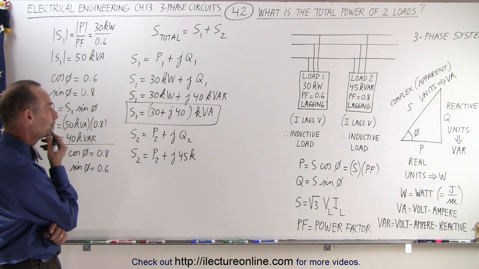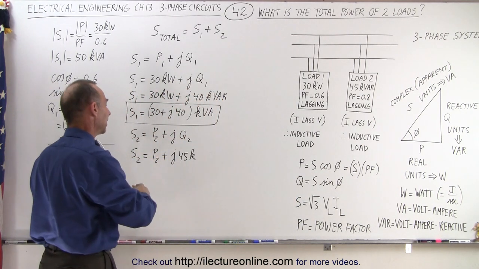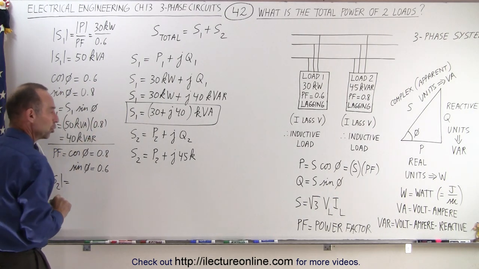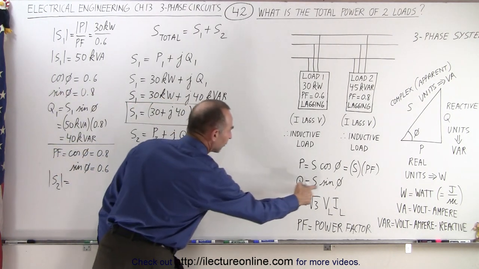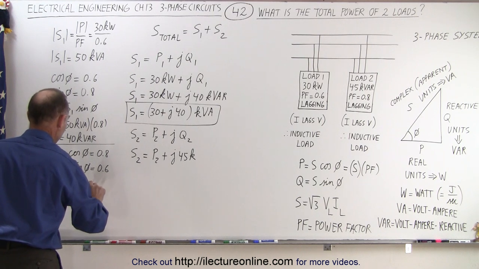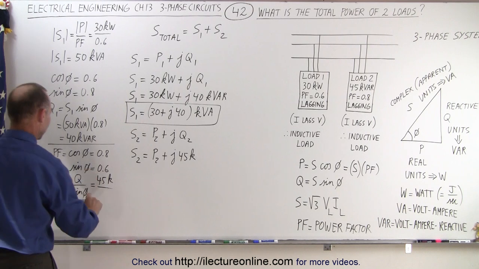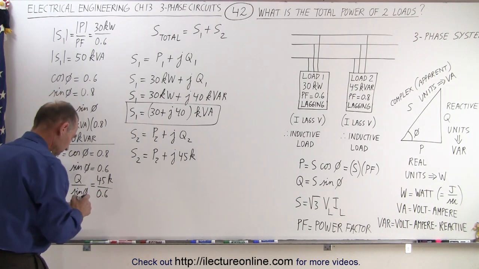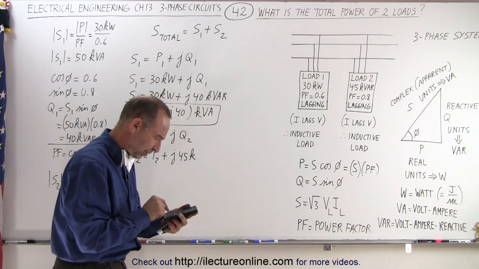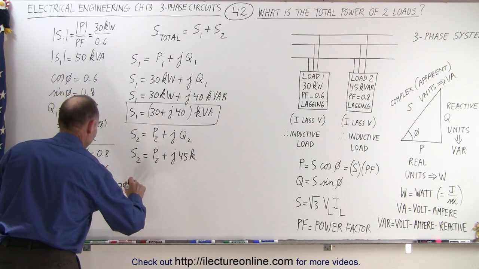What about P2? Well, P2 can be found by taking S times the cosine of phi, but we don't know S yet. We have to find S2 first. The magnitude of S2 is equal to Q divided by the sine of phi. Q is 45K, and the sine of phi is equal to 0.6. So 45 divided by 0.6 gives us 75. So that's equal to 75K.